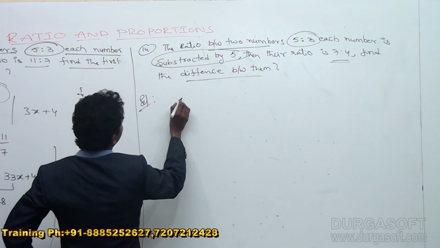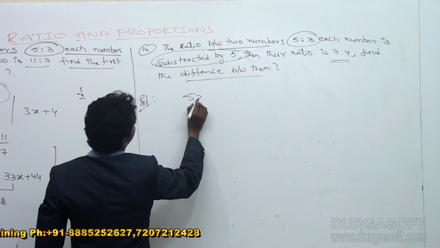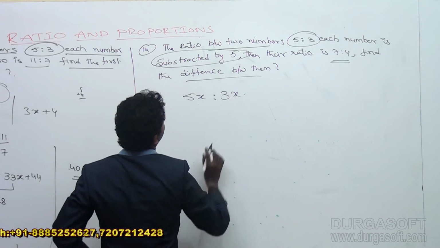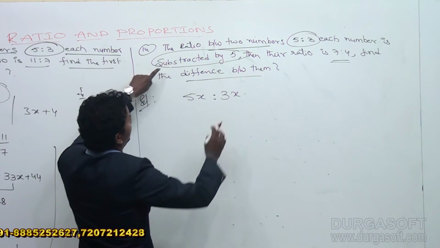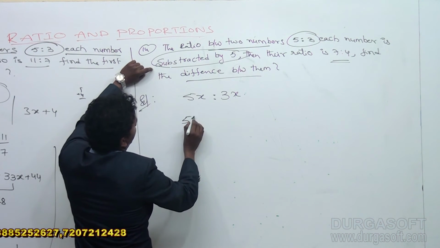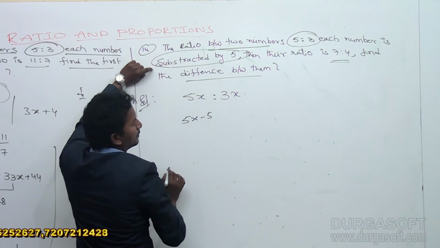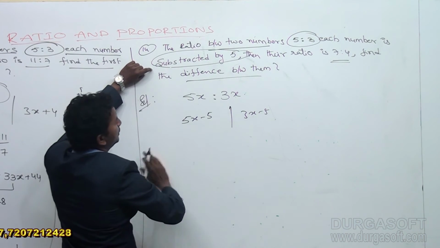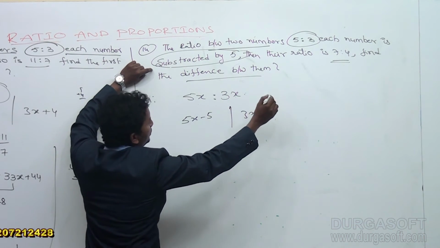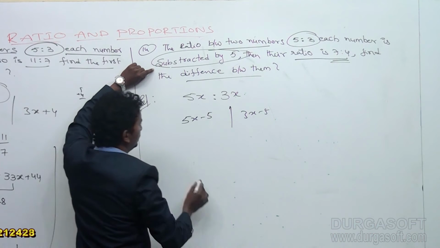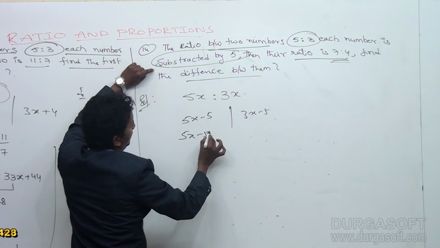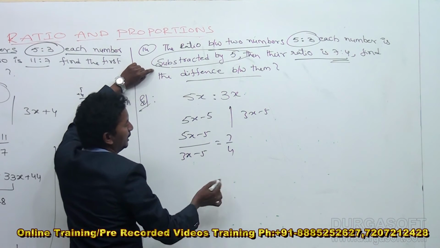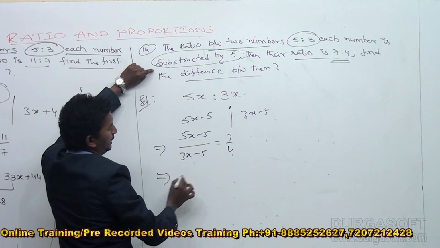Here the first number is 5x and the second number is 3x. Now each number is subtracted by 5, nothing but 5x minus 5, and again 3x minus 5. Now these numbers' ratio is 7:4. So (5x minus 5) divided by (3x minus 5) is equal to 7 by 4. Now again you cross multiply, then find the x value.